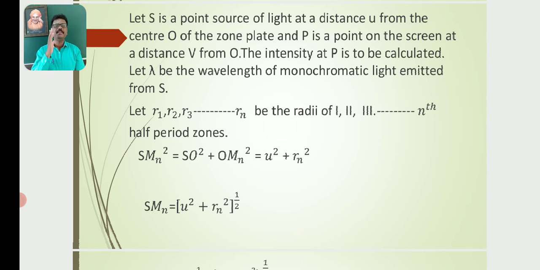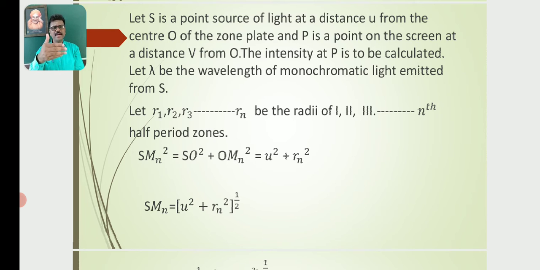Let lambda be the wavelength of monochromatic light emitted from the source S. Let R1, R2, R3 etc. be the radii of the first, second, third, up to nth half-period zones. R1 is the radius of the first half-period zone, R2 the radius of the second, R3 the radius of the third, and Rn the radius of the nth half-period zone.